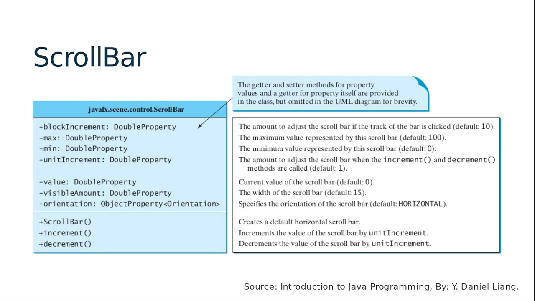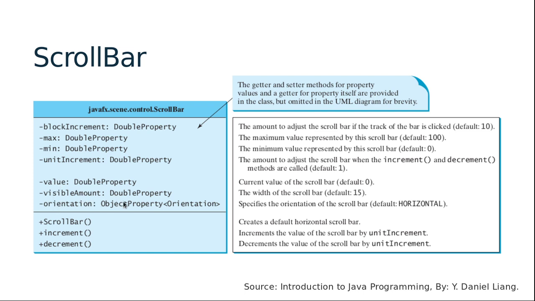That's the scroll bar. In the ScrollBar class you can find the block increment property, which defines the number of increment or decrement values in your scroll bar. Default is 10. Then you can set minimum and maximum values of your scroll bar. Minimum by default is 0, maximum is 100. You can change it. Then the unit increment property is the amount by which the value will change when you call the increment method or decrement method.